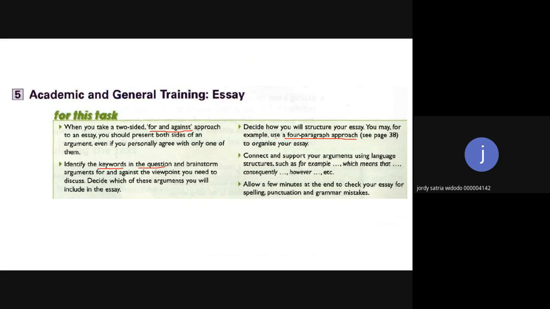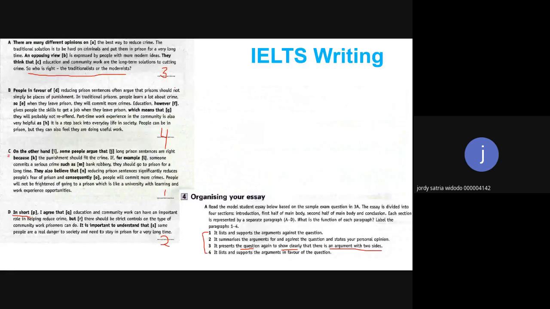Okay. Connect and support your arguments using language structures such as, for example, which means that, consequently, however, and so on. We have known it already, since they are provided here in bold all over the essays in this example. You've got those words that can be used to write task two in the IELTS writing section.